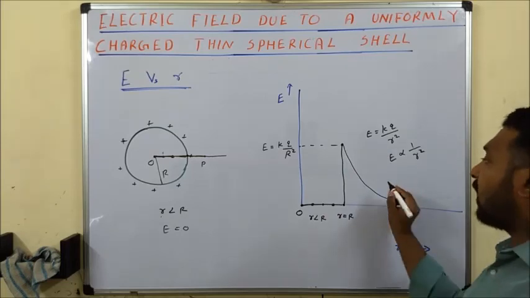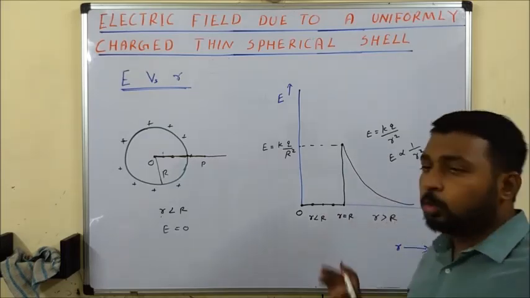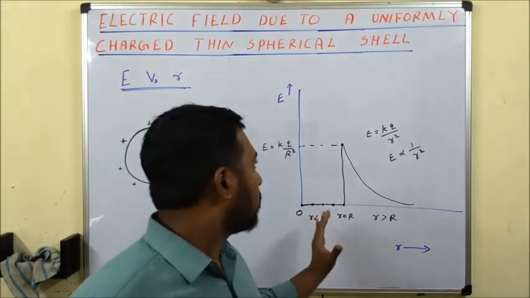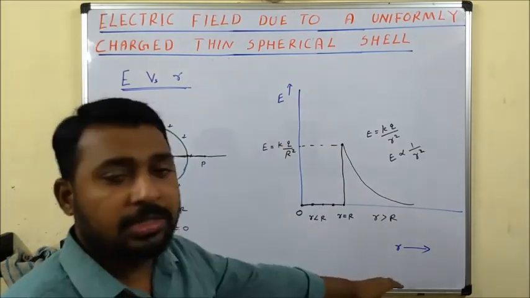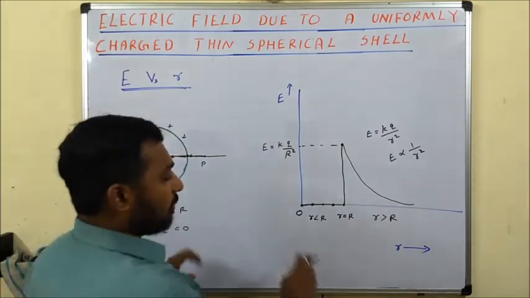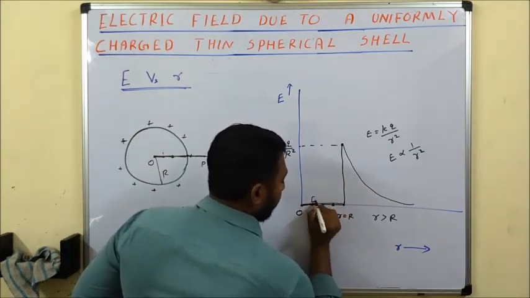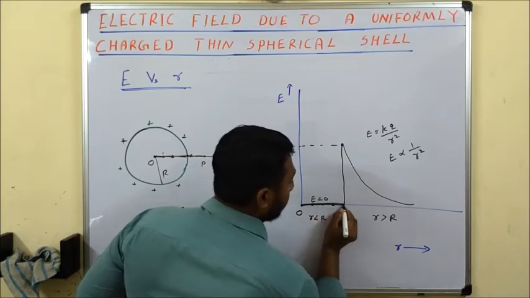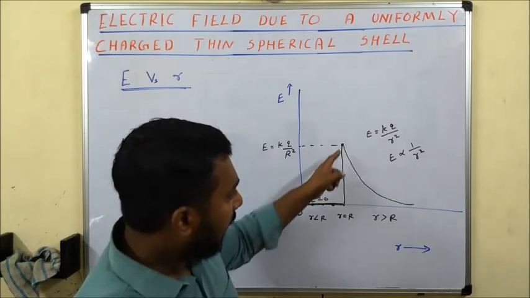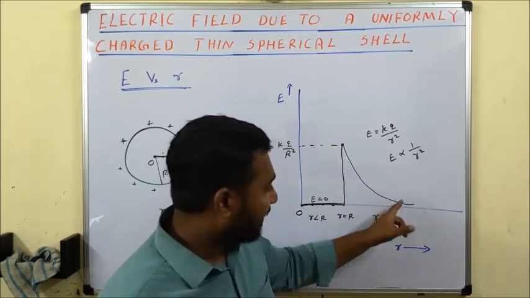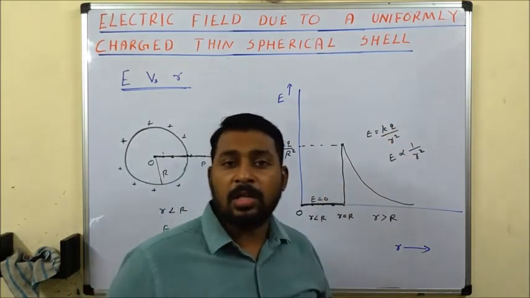In this region, r is greater than R. So this graph shows the variation of electric field with the distance from the center of the shell. Remember, from here to here electric field is 0. At this point maximum electric field is KQ by capital R square, and further on you can see the electric field decreases and its value is equal to KQ by small r square.